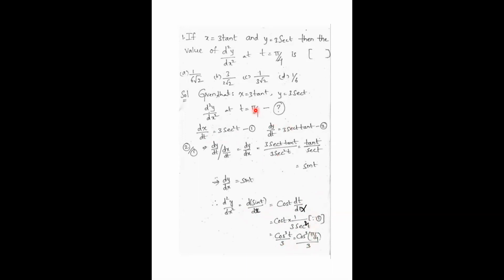We have t is equal to pi by 4. Substitute t value here. Then you will get cos cube pi by 4 by 3. That is equal to 1 by root 2 whole cube by 3. This is 1 by 6 root 2. Now let's move to second question.